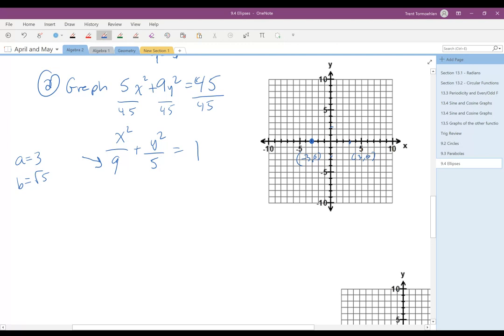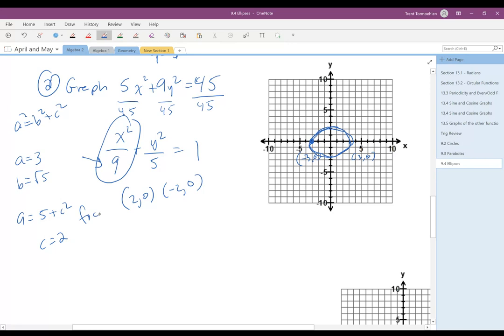And so it turns out the ellipse is going to look like that. And then the foci, well, c, remember, it comes from a squared equals b squared plus c squared, and so it's going to be 9 equals 5 plus c squared, and so c turns out to equal 2. And so your foci are going to be 2 units away from the center, and it's going to be along the major axis. The major axis, remember, is horizontal, so it's going to be 2, 0, and negative 2, 0.